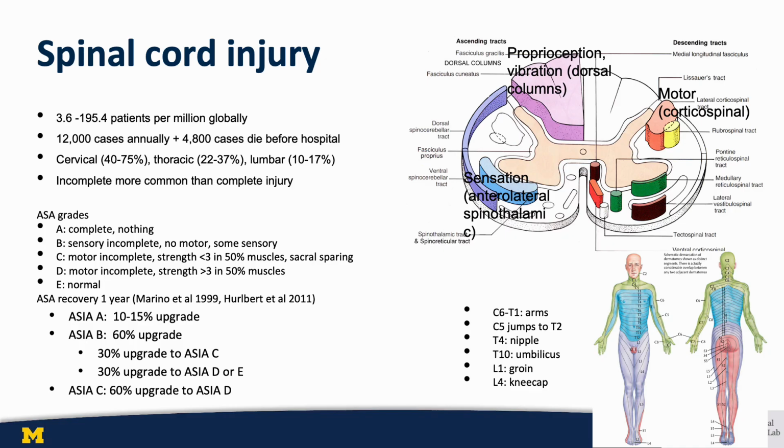T4 is the nipple line. T10 is the umbilicus. L1 is the groin. And then L4 distribution is the patella. So if you're trying to figure out what muscle is innervated by C5, you're like, okay, that's the bicep. It's higher than C6, that's C5. So biceps probably mostly C5, which it is.